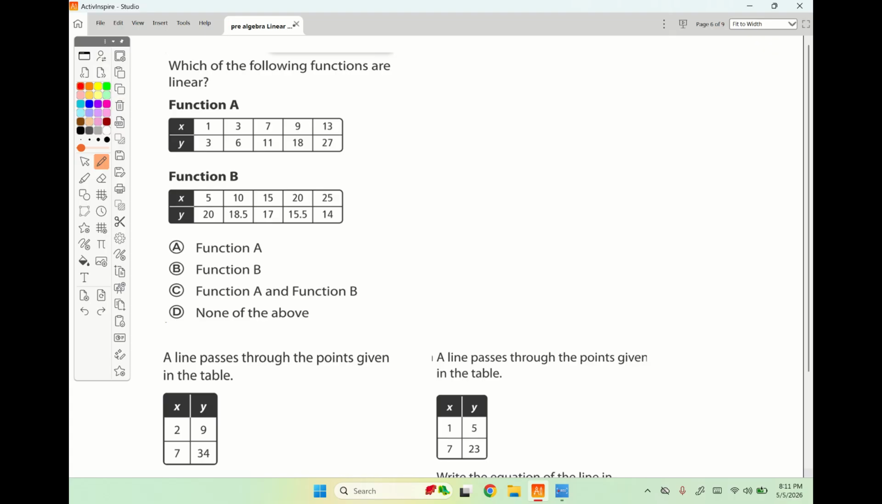So from 3 to 6, it's going up by 3. From 6 to 11, it's going up by 5. Already we know that cannot be linear, because if it's double the amount, it would be 6, not 5. So let's keep it going here.